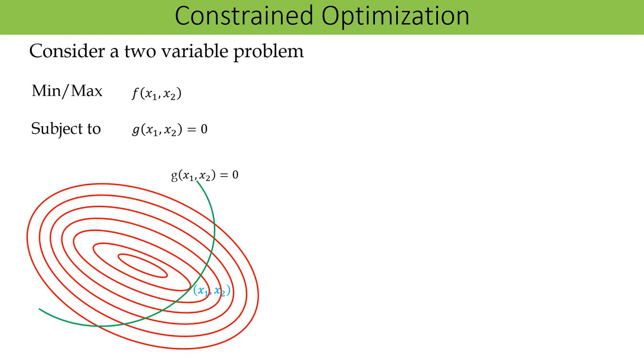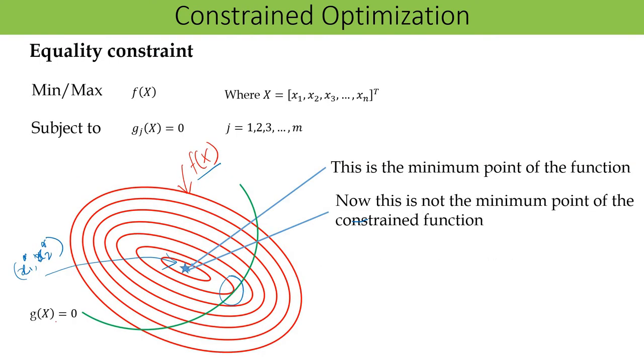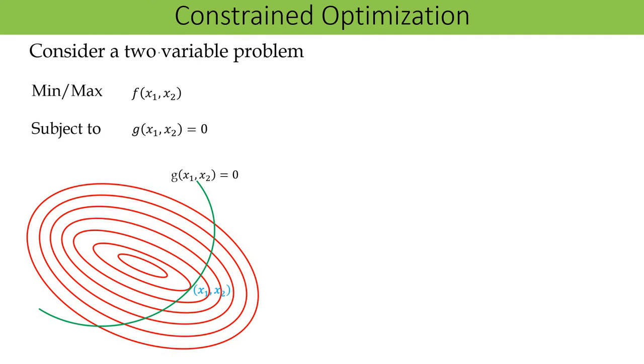Now let us discuss a problem with two variables. So again, I can write it: minimization or maximization of f(x1, x2). I have now two variables, x1 and x2, and then I have only one constraint, that is z.